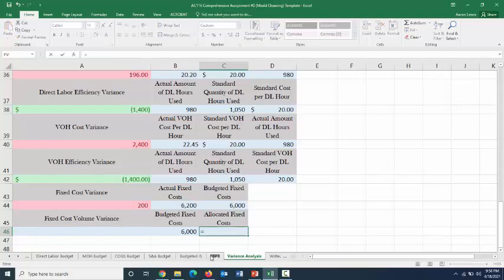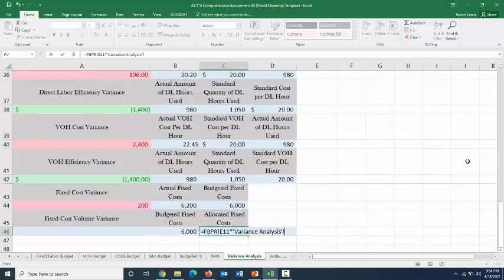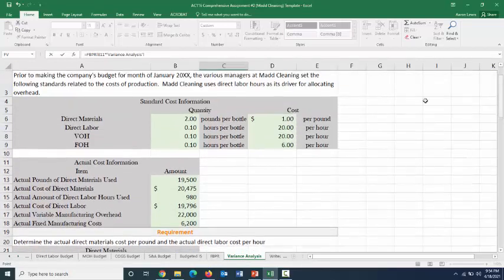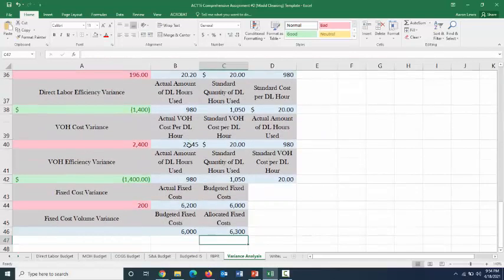So if we go back to our flex budget performance report, we actually made 10,500 units. Let's multiply that by both of our standards for our fixed overhead. We should have allocated at a rate of $6 per hour that our employees worked, and each bottle that we produced should have taken 0.1 hours to make, which means at that rate, those 10,500 units we produced should have had $6,300 of fixed costs allocated to them.